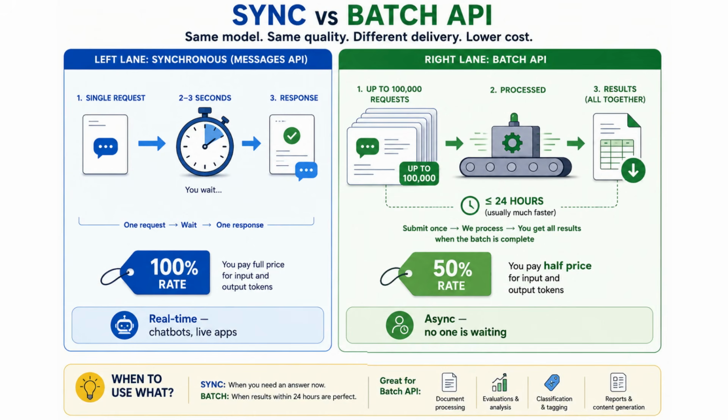In exchange for giving up real-time delivery, both input and output tokens are charged at only 50% of the normal rate. So the rule is simple. Use synchronous processing when you need an answer now, and use the Batch API when you can wait and want to cut the cost in half.